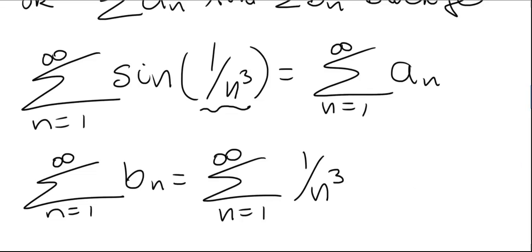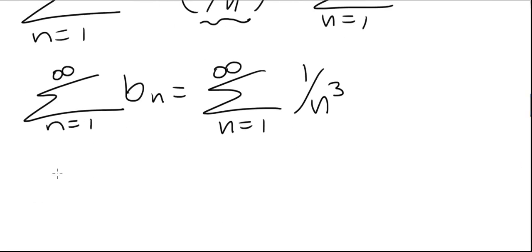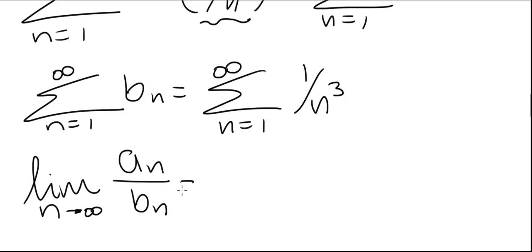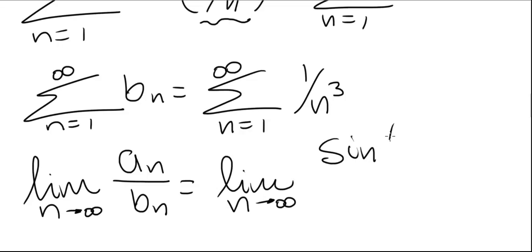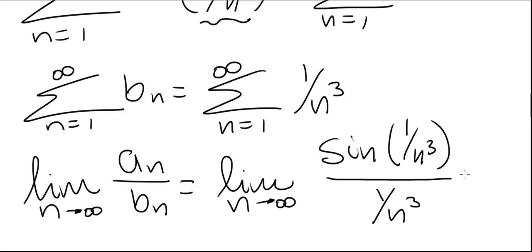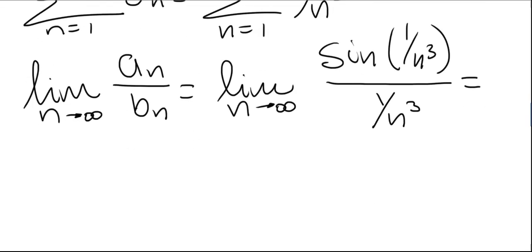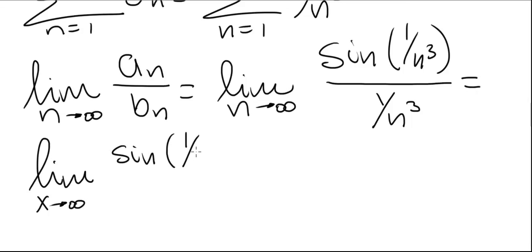Now let's evaluate the limit and see if we can conclude that we can use the limit comparison test. So let's take the limit as n goes to infinity of a_n over b_n. It becomes the limit as n goes to infinity of sine of 1 over n cubed divided by 1 over n cubed. Now this limit, because n here is supposed to be just positive integers, is the same as the limit of continuous functions. So it's the same as the limit as x goes to infinity of sine of 1 over x cubed divided by 1 over x cubed.